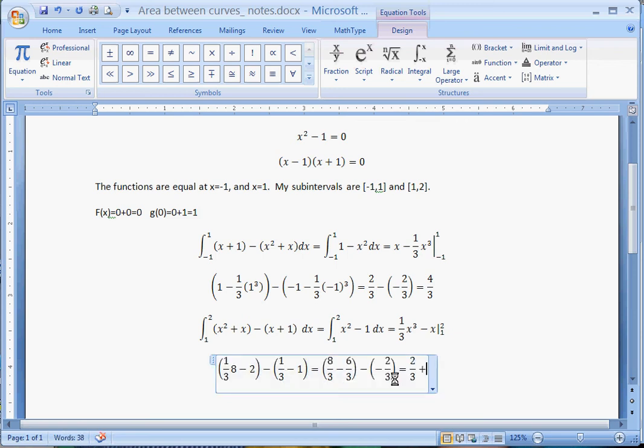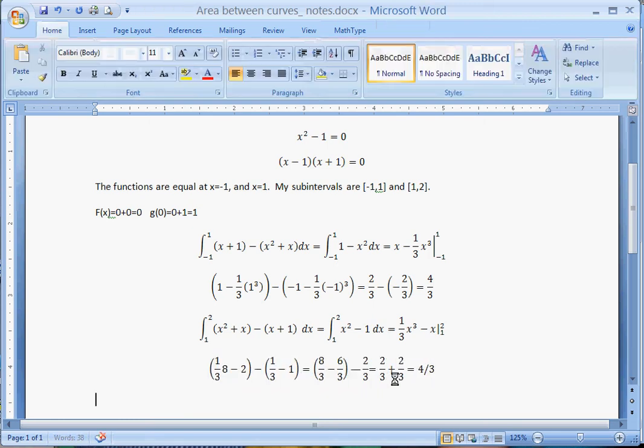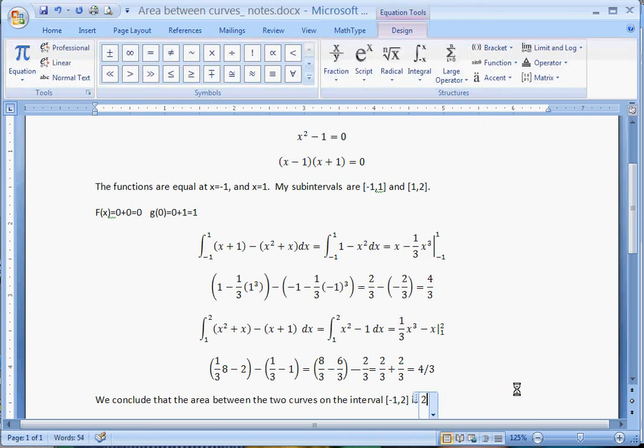And here we have minus negative 2/3, so that's 2/3 again. Hey, that's 4/3 all over again. So notice that the first integral is 4/3, the second integral is 4/3, so we conclude that the area between the two curves on the interval negative 1 to 2 is 4/3 plus 4/3, which is 8/3. And that's it.